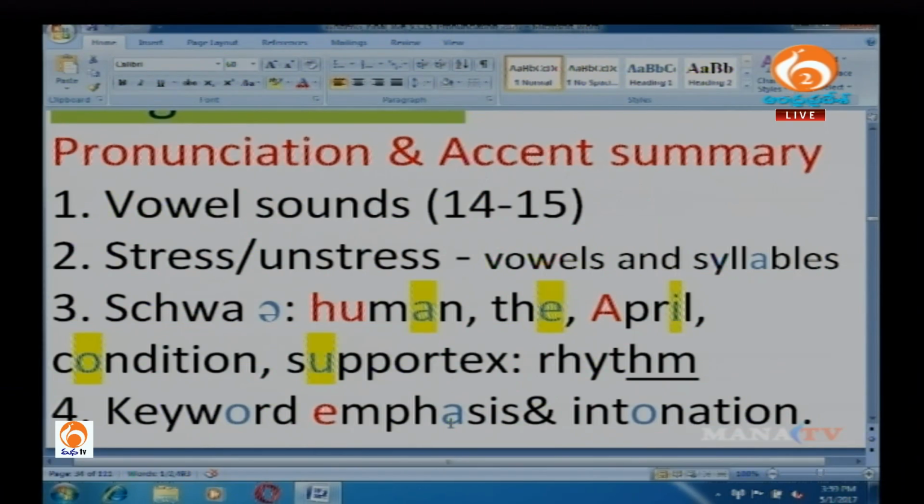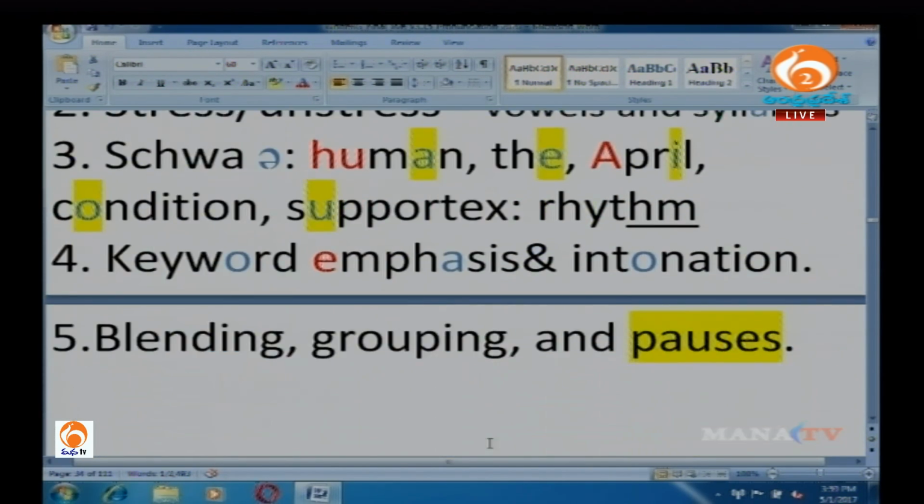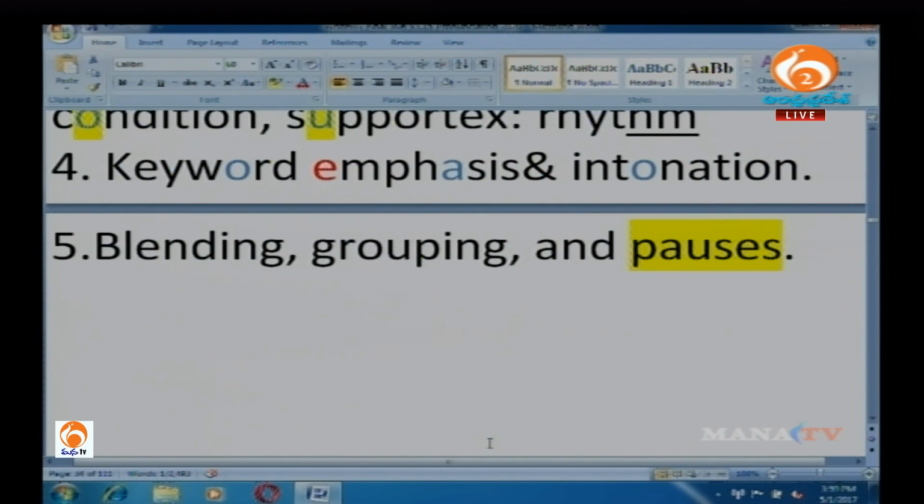Stress, which part to stress, you have to know. And which part to de-stress or unstress, you have to know. You have to learn the sound of schwa, which you have learned in the first lesson. I'll repeat that in the fourth lesson again. Many vowels can take the schwa sound. Every now and then you'll find it. Keyword, emphasis, and intonation in a full sentence.